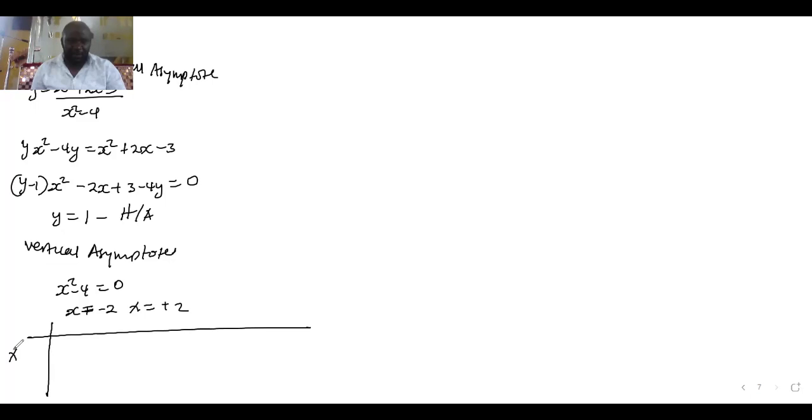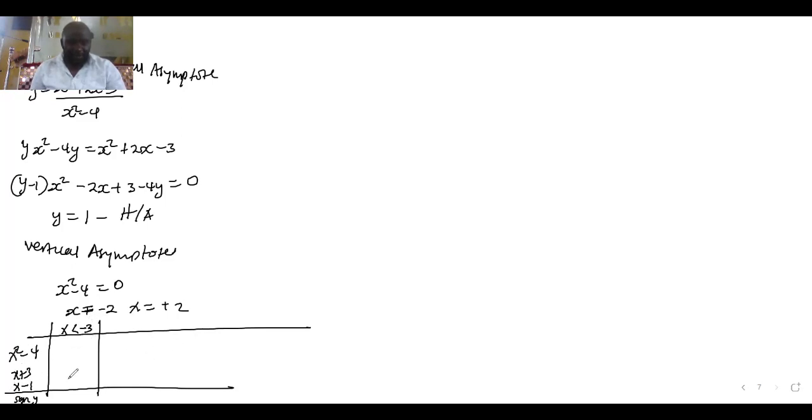Remember, we have x squared minus 4, we have x plus 3, x minus 1. Then we have the sign of y. x is less than what? x is less than negative 3.